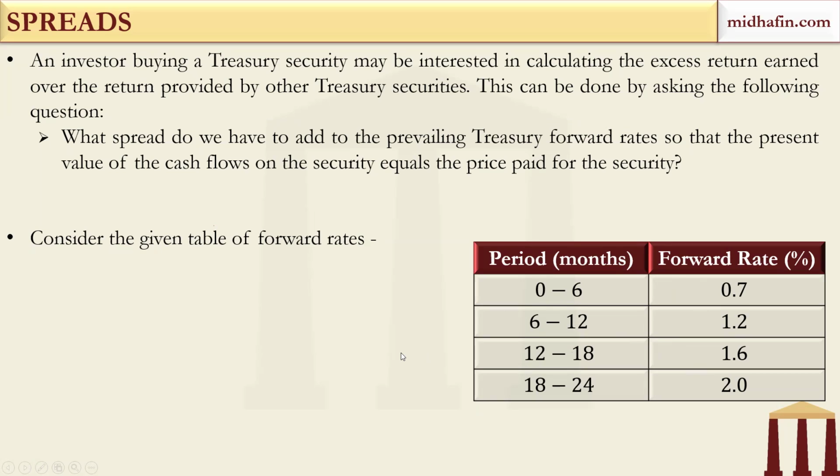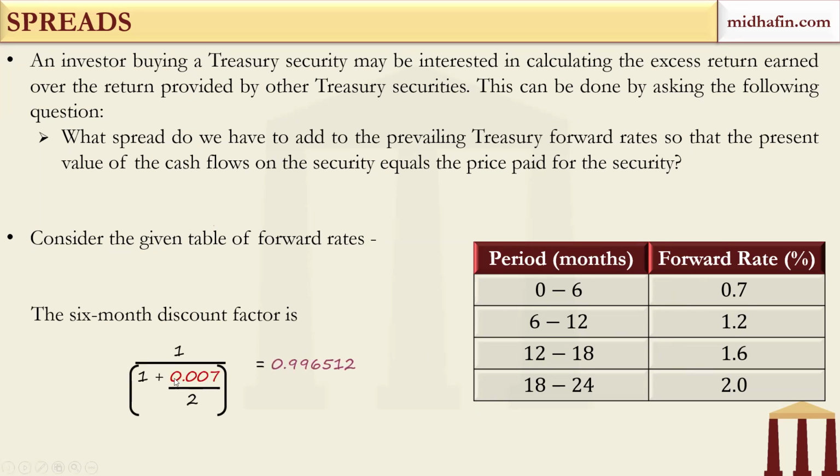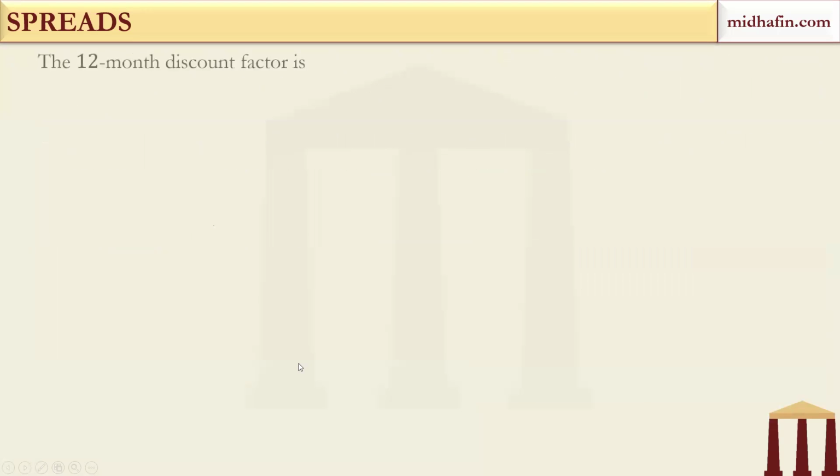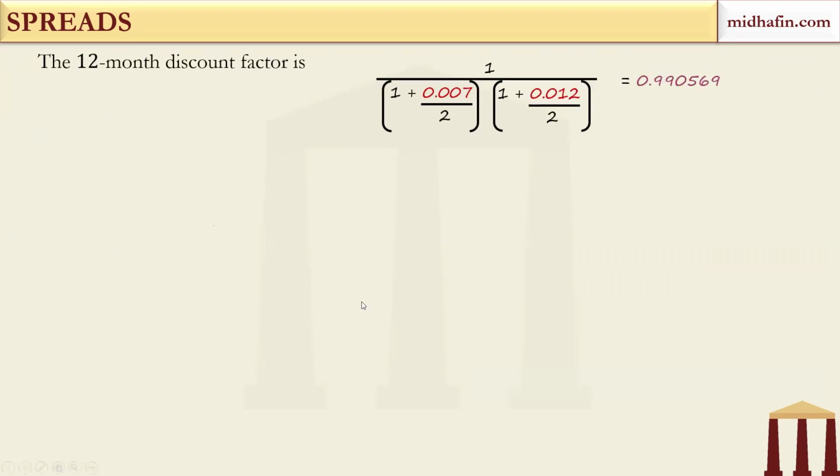Now I have the forward rates. Now I will find the discount factors. So the 6-month discount factor, I know the formula, the discount factor and spot rate formula. I find the discount factor. The 12-month discount factor, in the same way, I use this relationship for forward rates and find the discount factor. Because these are the forward rates, these are not the spot rates.